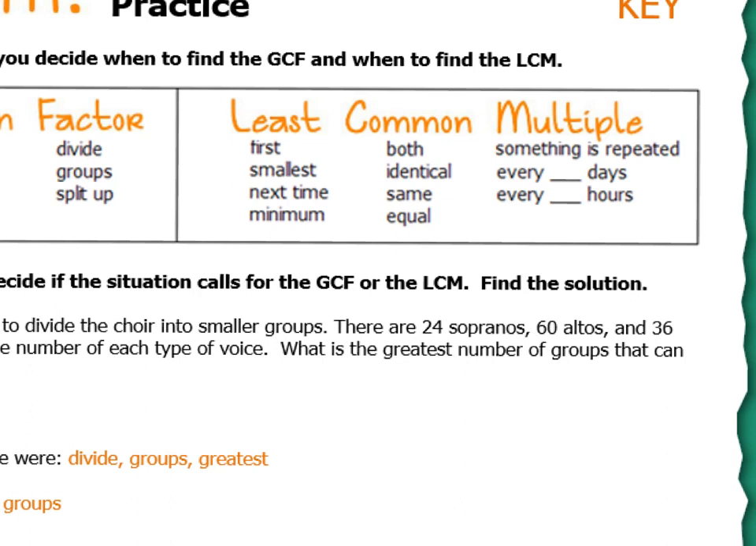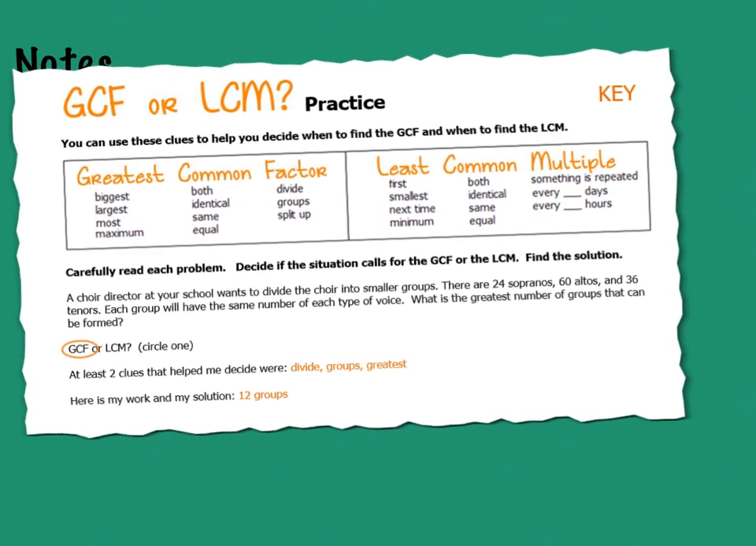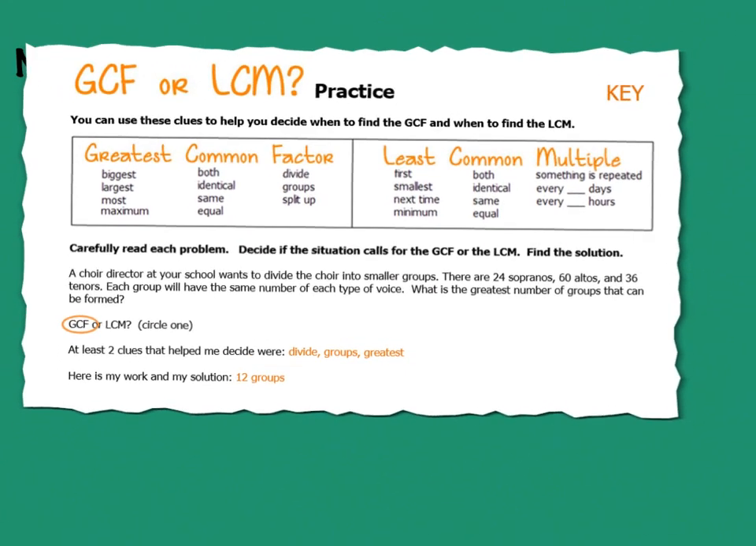And some of the other ones for least common multiple are first, smallest, next time, minimum, both, identical, same, equal, something is repeated every so many days or every so many hours. Those are going to be things that help you to identify if we're talking about greatest common factor or least common multiple. So here we are, we're going to move on.